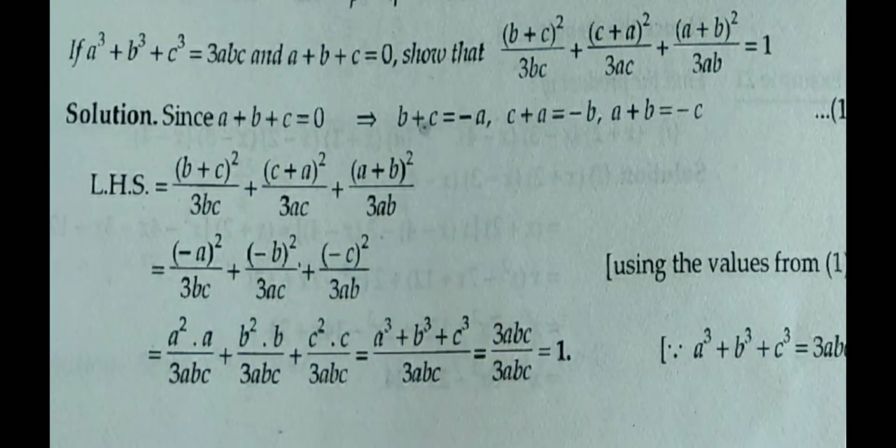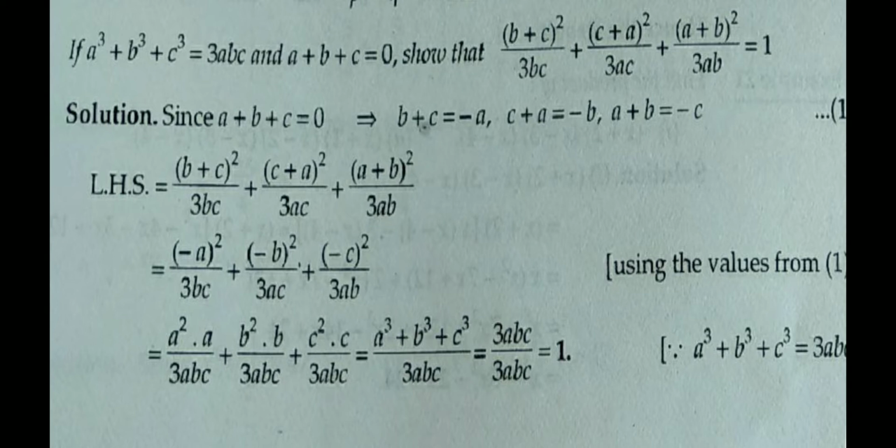First question: if a cube plus b cube plus c cube equals 3abc and a plus b plus c is 0, show that (b plus c) whole square by 3bc plus (c plus a) whole square by 3ac plus (a plus b) whole square by 3ab equals 1.